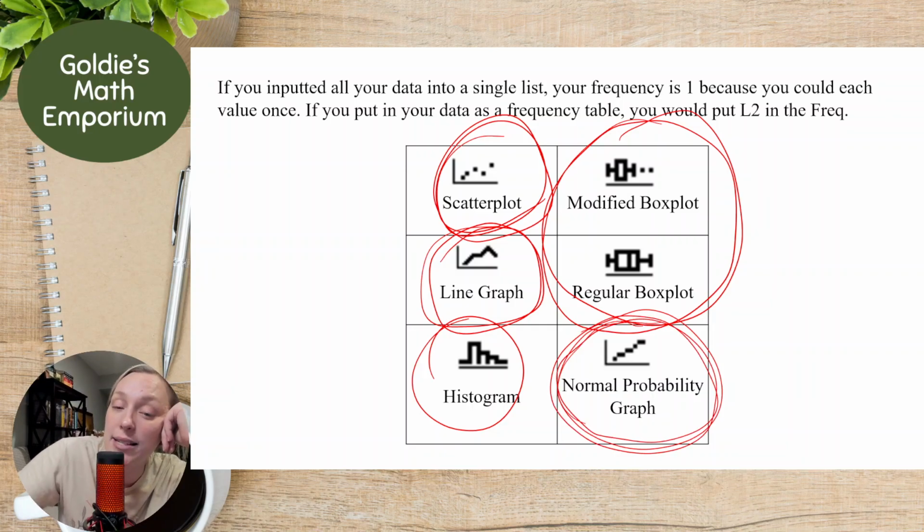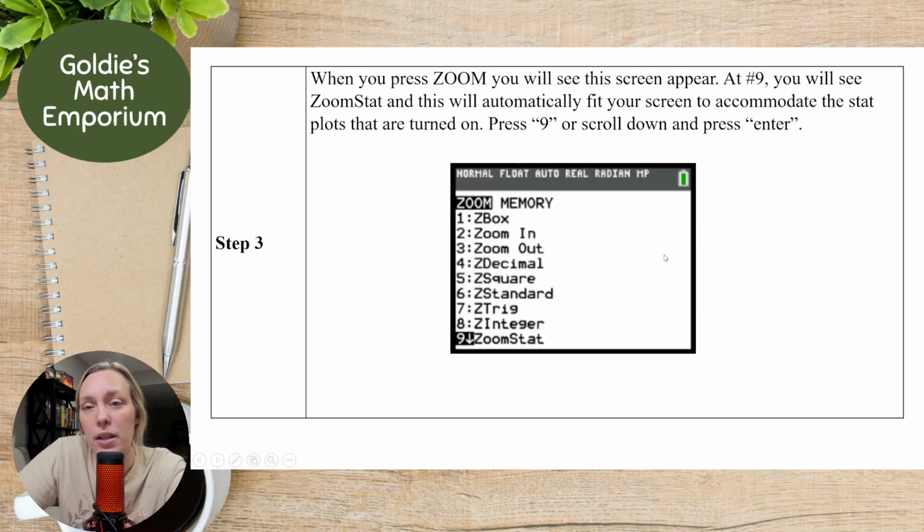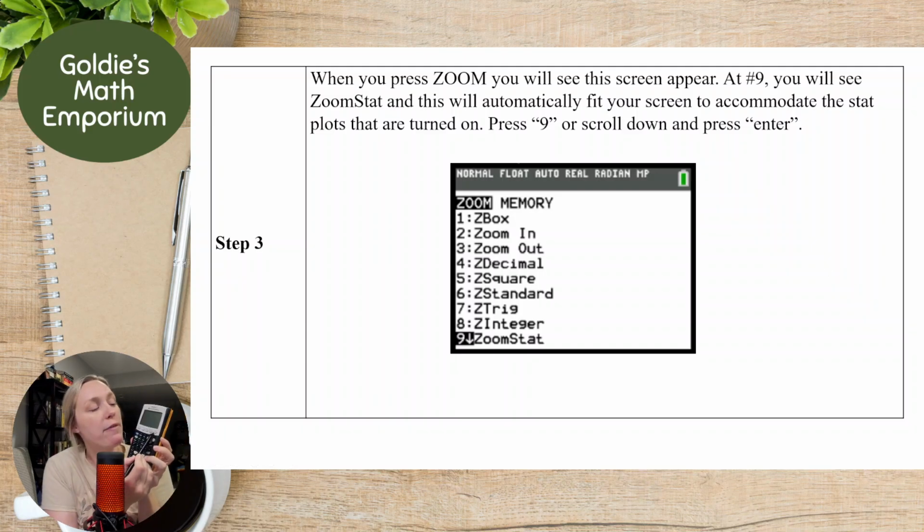It almost looks like a pixelated step. That's going to be a normal probability graph. Now let's talk about zoom. If I press graph, I probably won't see my stat plot, so I have to go to zoom.